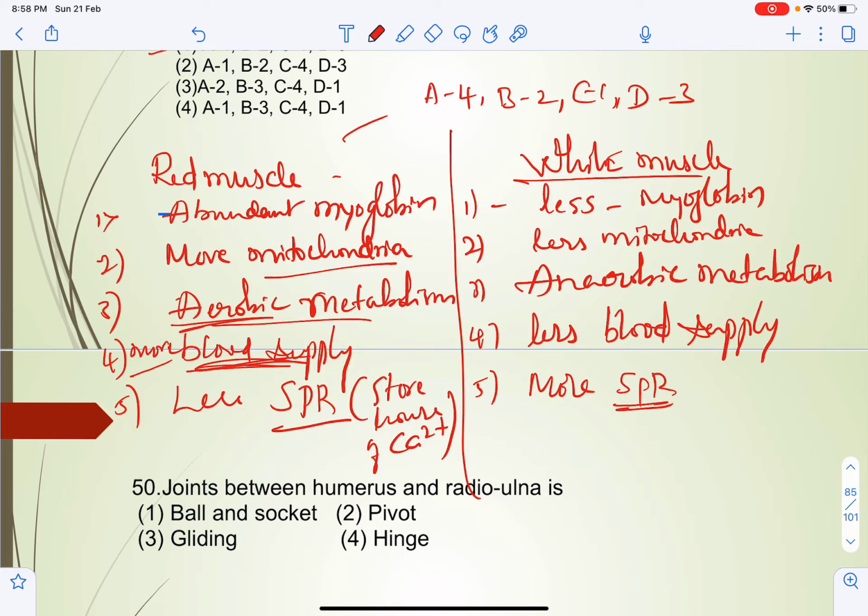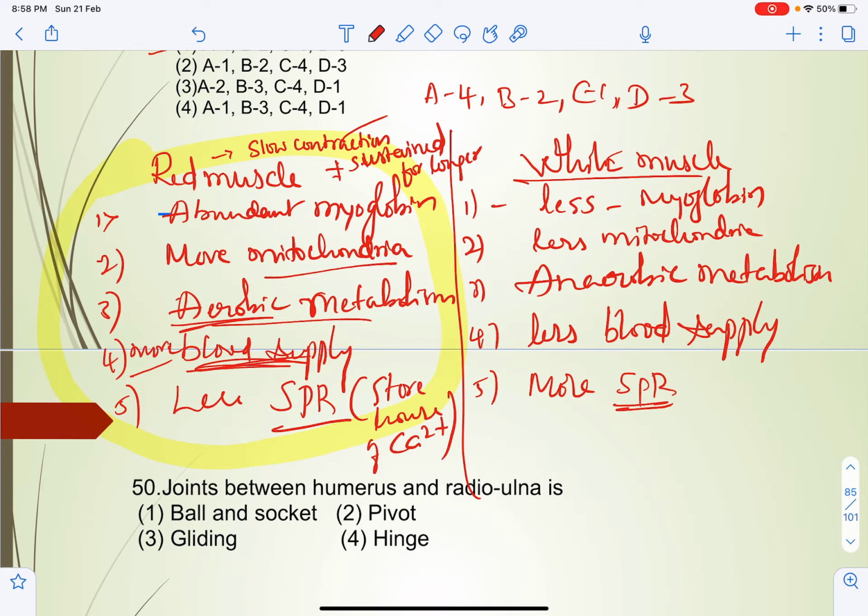Because of these, which I mentioned here, these red muscles show slow contraction, with less amount of calcium ion, and there will be longer sustainability. There is slow contraction, sustained for a longer duration. You can say slow, sustained contraction, sustained for longer.